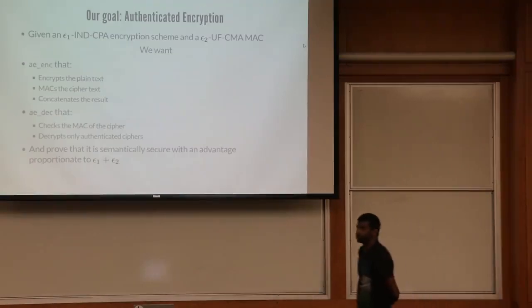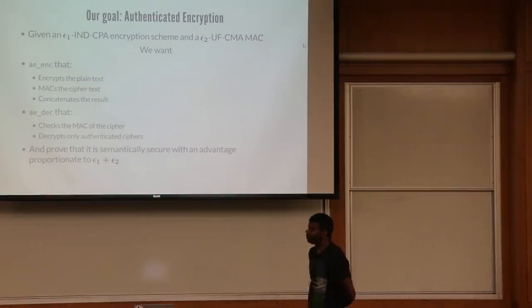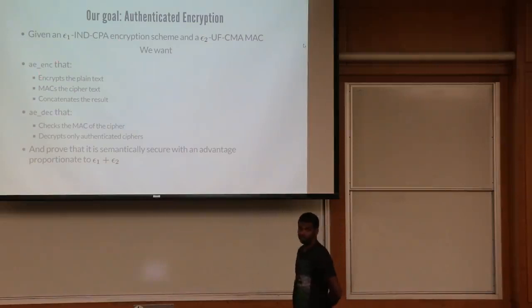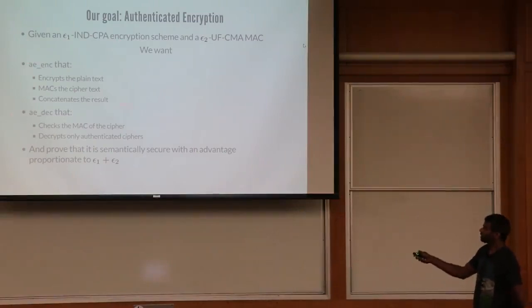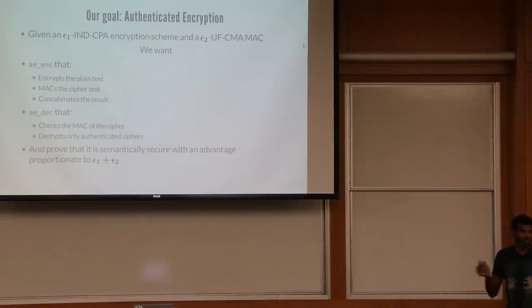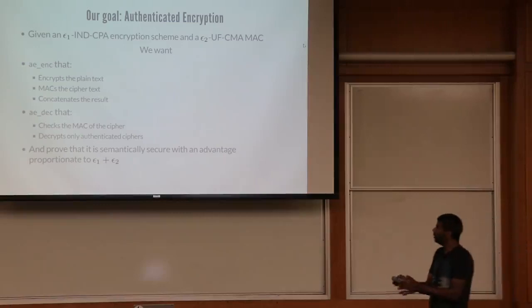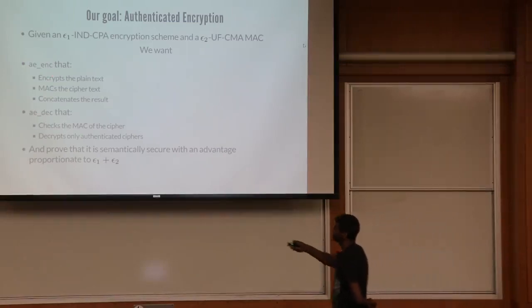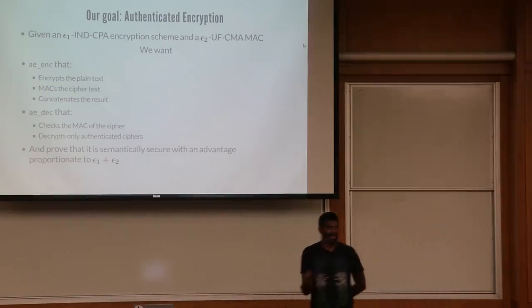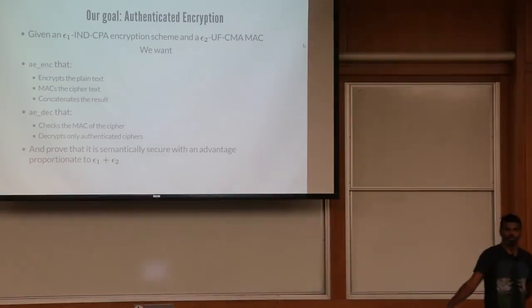So here's our goal. Our goal is that we want to build, like I said, an authenticated encryption, given an NCPA encryption scheme and a UFCMA MAC. The way that it's going to work is that it's going to encrypt the plain text, MAC the ciphertext, and then concatenate the result. So the ciphertext of an authenticated encryption is a composite of a tag and a cipher, right? The dual of encryption is going to be decryption, and the way decryption is going to work is it's going to check the MAC first, and if the ciphertext is authentic, it's going to call decryption, and only then.